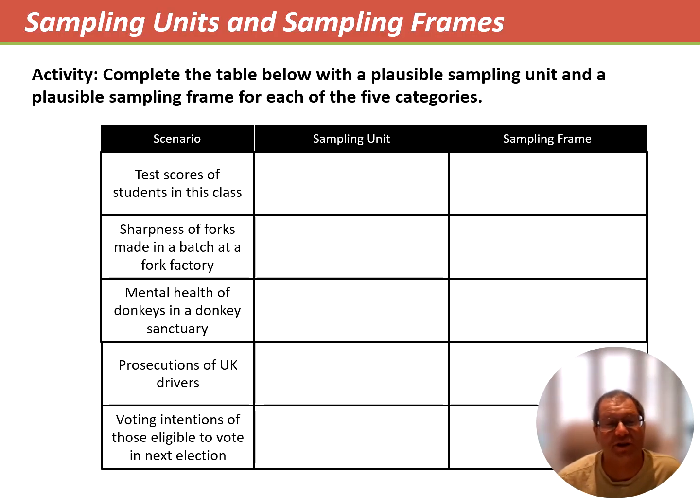You've got two more videos this lesson. This is the end of the first video with an activity. Complete the table below with a plausible sampling unit and a plausible sampling frame for each of the 5 categories. So please stop the video. This slide is also available as a PowerPoint slide if you want to write on it or whatever. Okay, and then when you start the second video, you'll find out the answers.